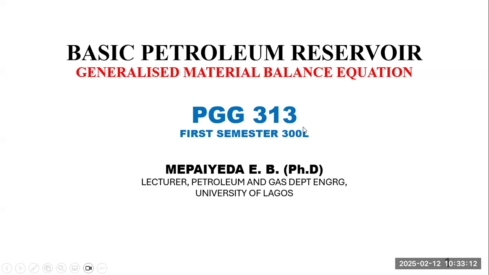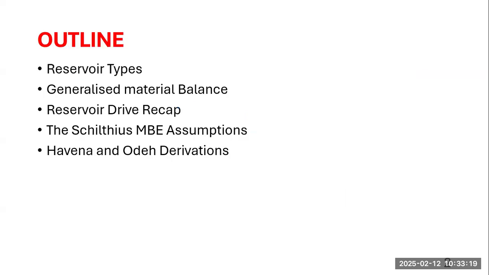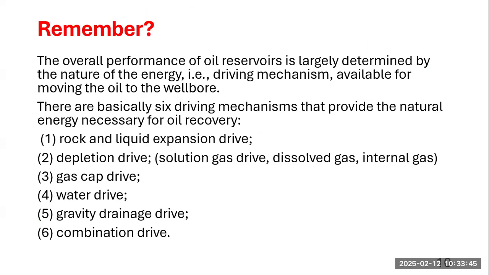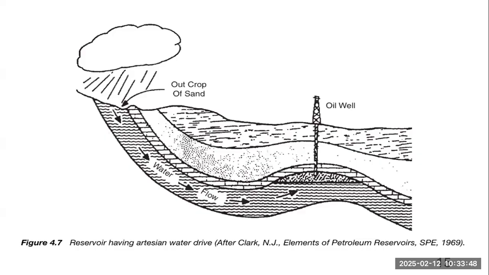So this is part 2 of the general material balance equation class. I'll be going through the outline once again. You have reservoir types, the general material balance, reservoir drive mechanisms, the Schilthuis material balance equation, and the derivation. In part 1, we discussed the reservoir types, the introduction of general material balance, and reservoir drives. So I'll quickly go to slide 19, where we'll continue for part 2.